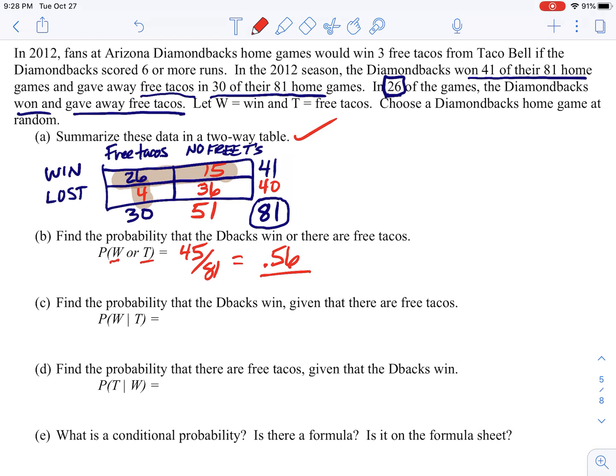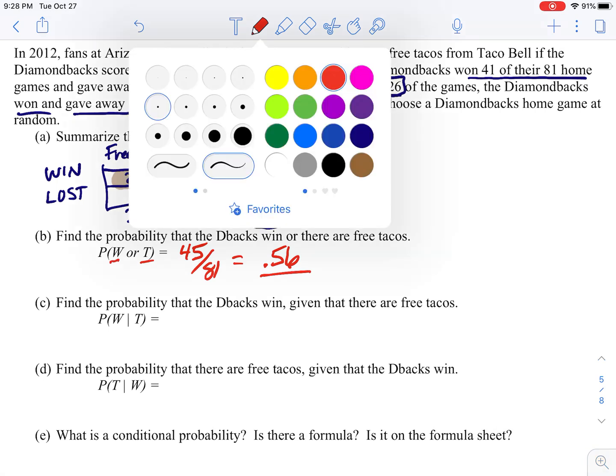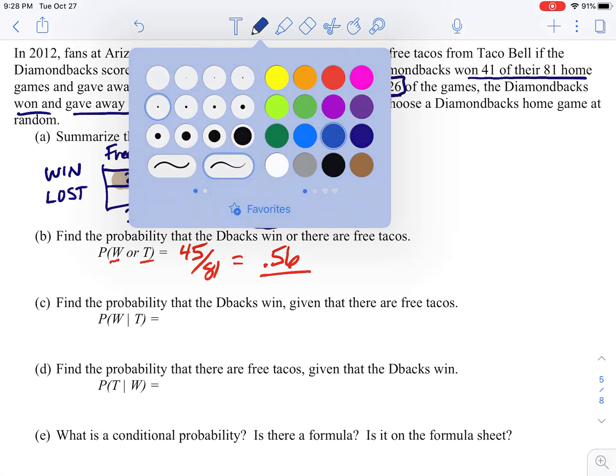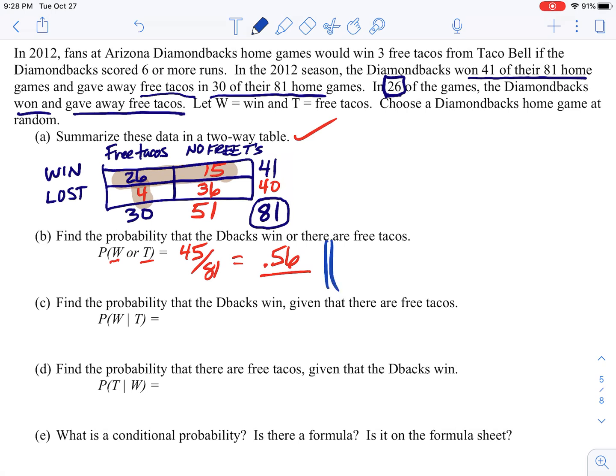All right, so if you are a formula person, and again, I'm not sure I would recommend a formula for this problem, but if you would want to do it with the formula, there's a formula that says the probability of A or B is the probability of A plus the probability of B minus the probability of A and B. So we could do this that way.